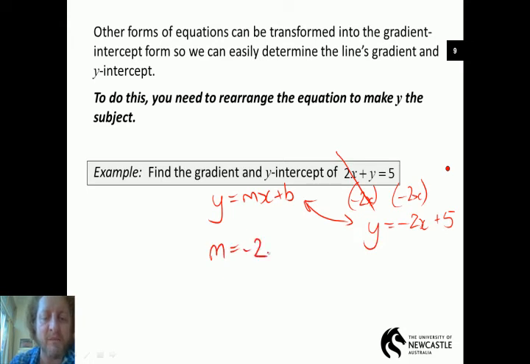M is what x is being multiplied by, which is a minus 2, and b is the number by itself, which is plus 5. So if we want to know the gradient y-intercept of any equation, just rearrange it to y equals, and you'll be able to spot it.